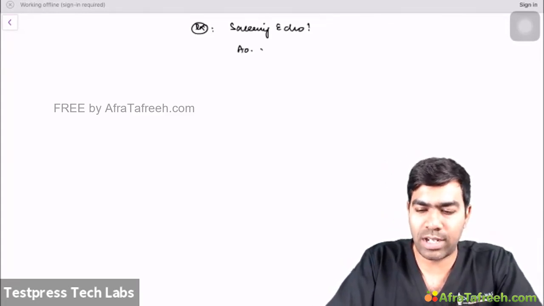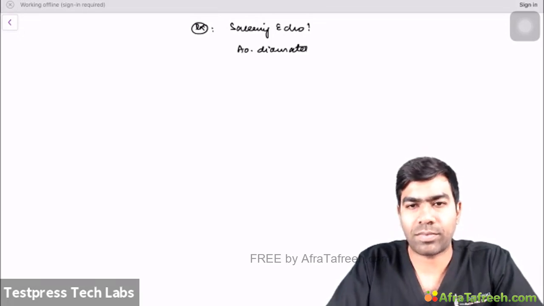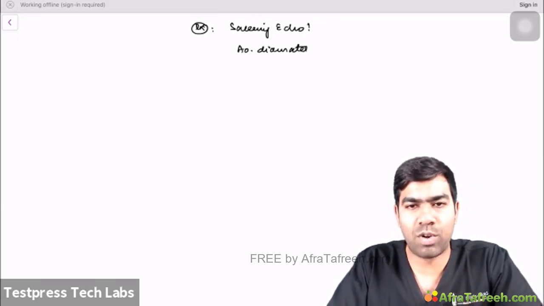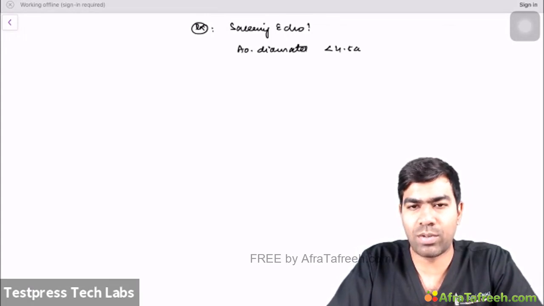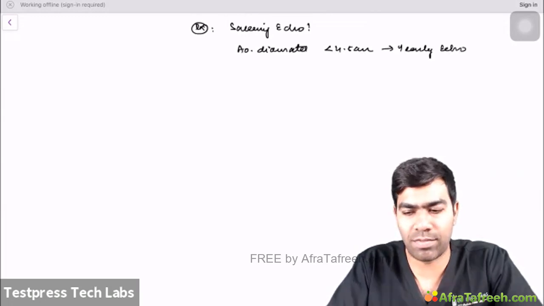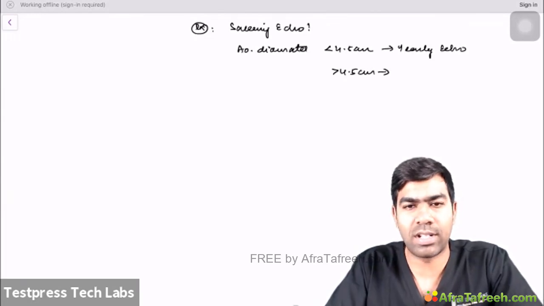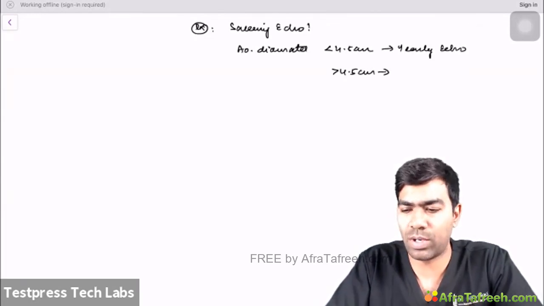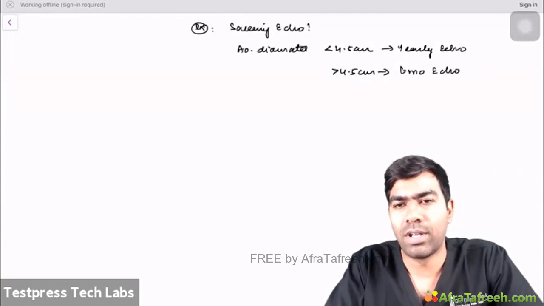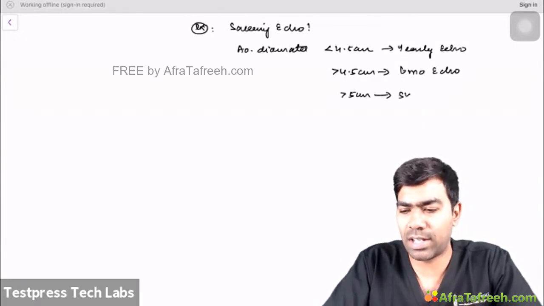Suppose the aortic root diameter is less than 4.5 centimeter, you're just going to observe, and you're only going to do a yearly echocardiogram. Annual echocardiogram is enough. Suppose the aortic diameter is more than 4.5 centimeter, then in that setting, it's better to do a 6-monthly echocardiogram. And if the patient is having an aortic root diameter of 5 centimeter, then in that setting, you have to do a surgery.